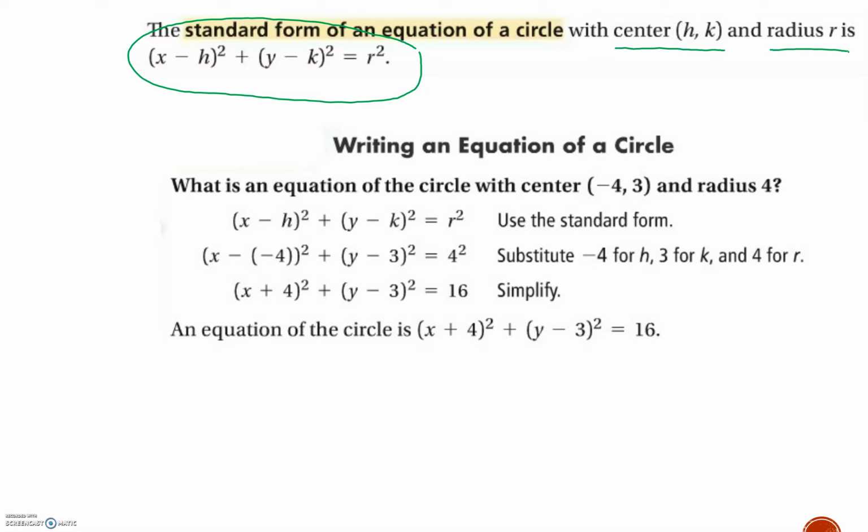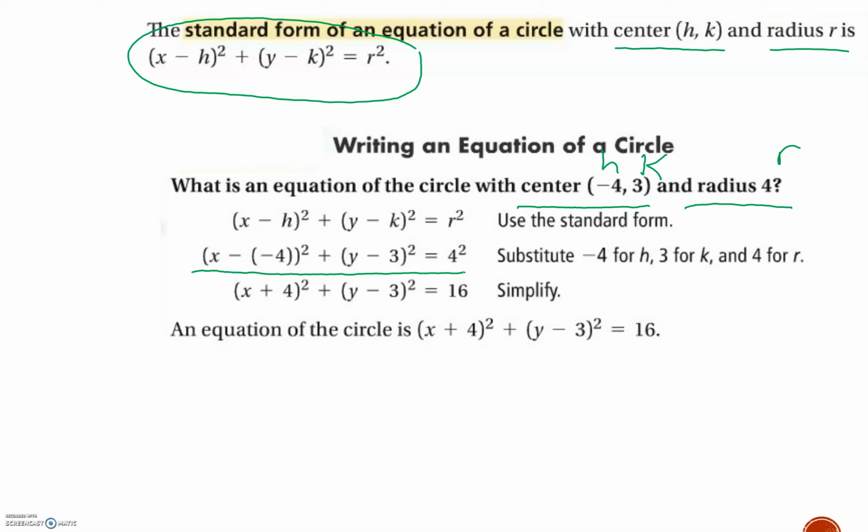So we want to find an equation with a center of (-4, 3) and a radius of 4. So in the equation, negative 4 would be our h value, and 3 would be the k value. And r is going to equal our 4 here. So we're going to take those values and plug them into the equation. You can see that down here on this line. So we have x minus negative 4, the quantity squared, plus y minus 3, the quantity squared, equals 4 squared.